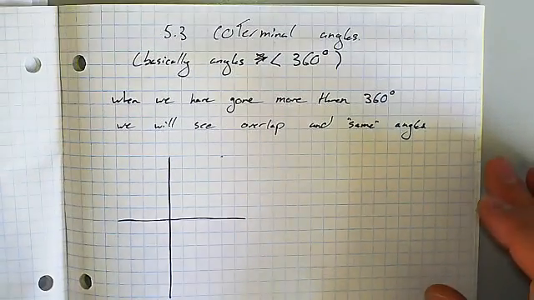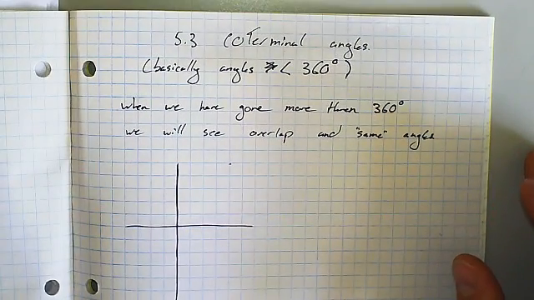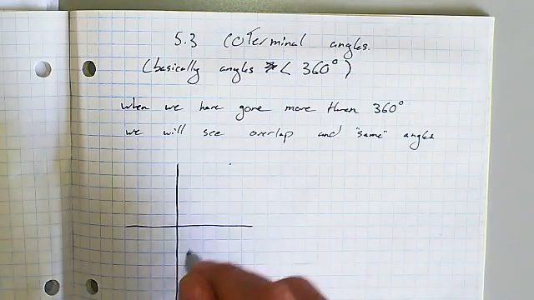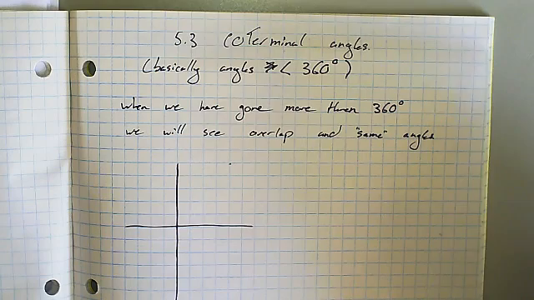This is section 5.3 for Pre-Calc 11, and we're dealing with coterminal angles. Basically, once we go past 360 degrees, we start doing more laps or more circles. It's a coterminal angle.